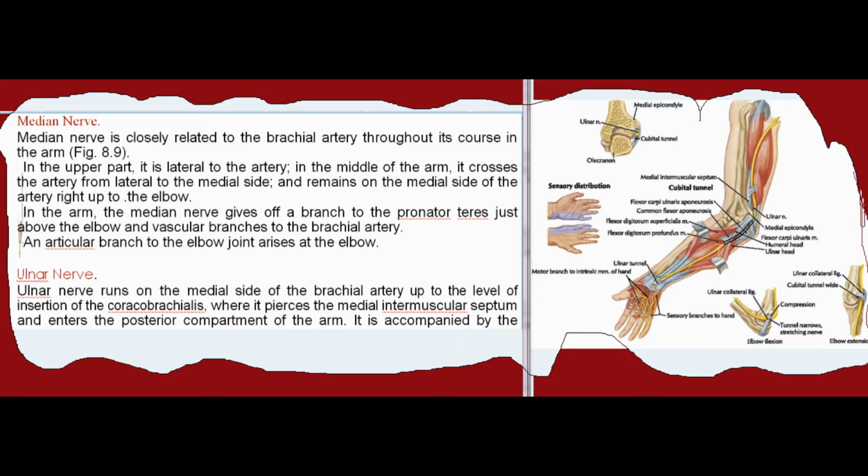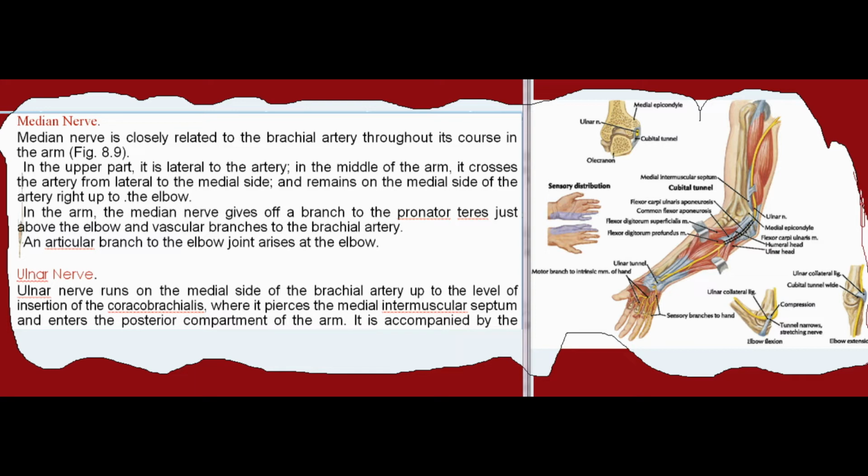Sphygmomanometer, covered rubber cuff, stethoscope on brachial artery. Fig 8.11, blood pressure being taken in the arm. The median nerve gives off a branch to the pronator teres just above the elbow and vascular branches to the brachial artery. An articular branch to the elbow joint arises at the elbow.